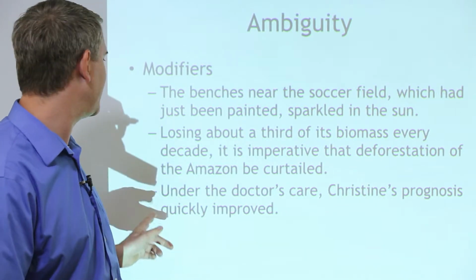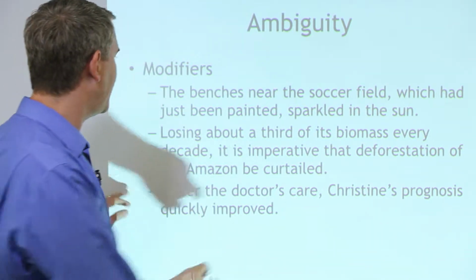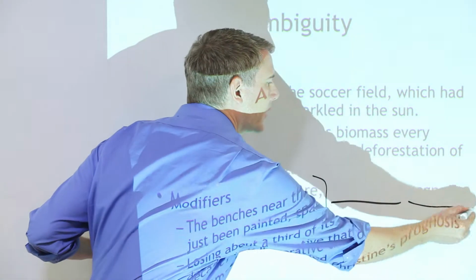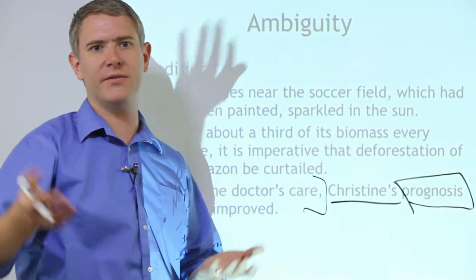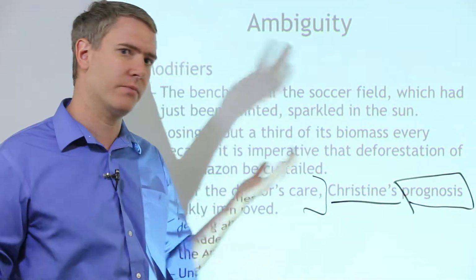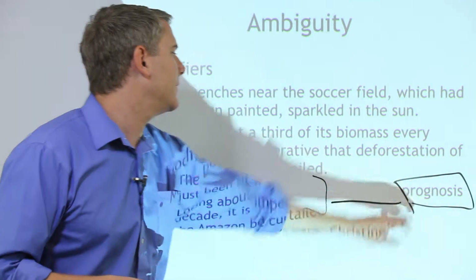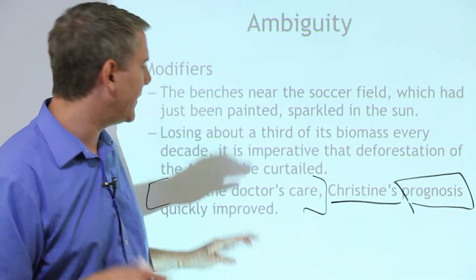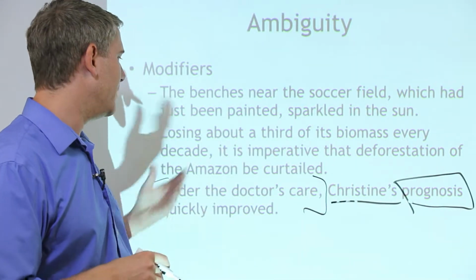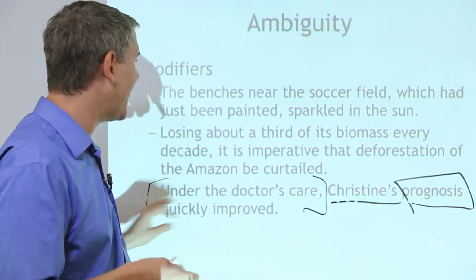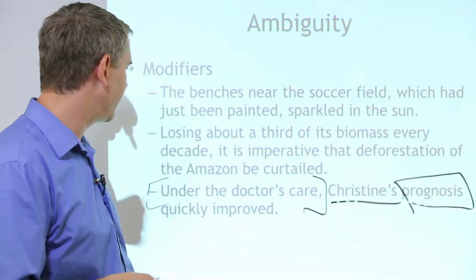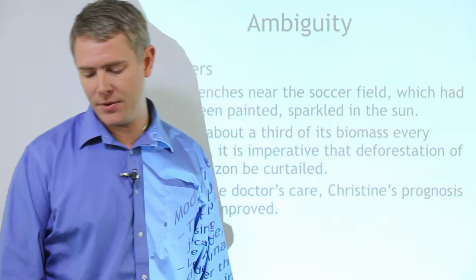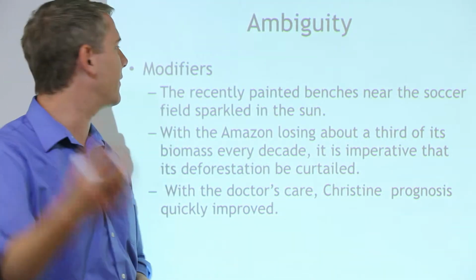"Under the doctor's care, Christine's prognosis quickly improved." Again, same idea. You have this opening modifier, under the doctor's care. But the prognosis, remember, prognosis is what a doctor gives you. It says, oh, you're going to be okay. Or, oh, you have 3 weeks to live. Prognosis is not under the doctor's care. It's Christine who's under the doctor's care. Or in any case, it's ambiguous. You want to believe that it's Christine under the doctor's care, but grammatically, we're talking about the prognosis. So we can take a look at how to change these, but more importantly is just to be on the lookout for these ambiguities, especially in the wrong answer choices, because they're not going to fix them perfectly.